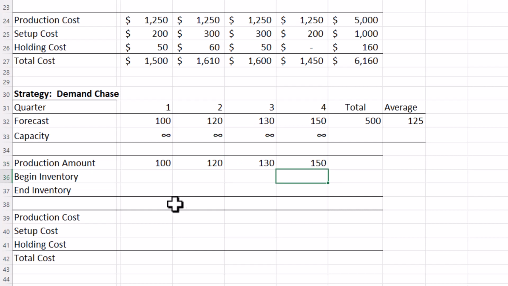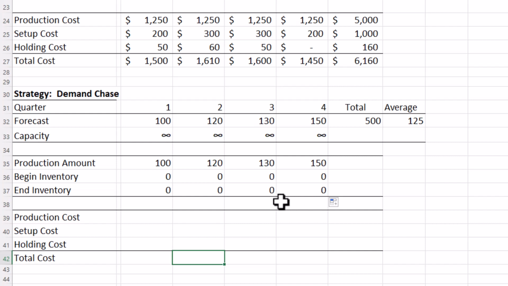Now with the same thing, we'll do the beginning inventory, end inventory, and so on. So the beginning inventory, the first one is 0. The end inventory is going to be equal to beginning inventory plus the production amount minus the demand forecast. And the next period, beginning inventory is equal to end inventory of the previous period. And we can copy this formula over and copy this formula over. We can see that because we are producing according to the demand chase strategy, which is the production amounts are exactly equal to the demand forecast, we have no inventory whatsoever.